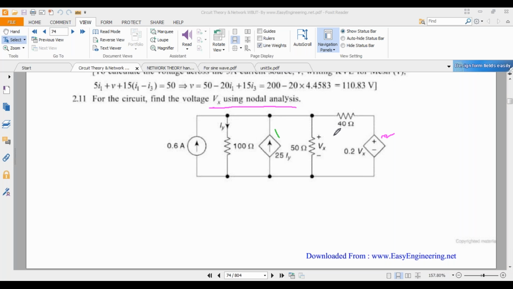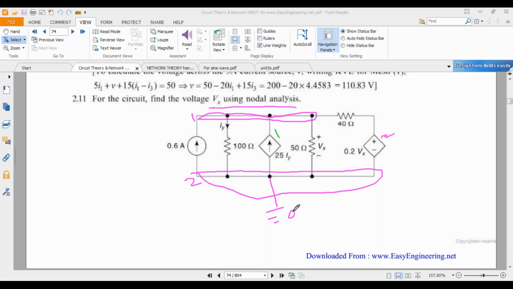Now in this circuit, how many nodes are there? Node number 1, it is a single common node, and node number 2, the second common node here. Node 1 and 2. Let me take node number 2 as the reference node with 0 volts polarity. But here we'll have a simple KCL equation for node number 1 only.